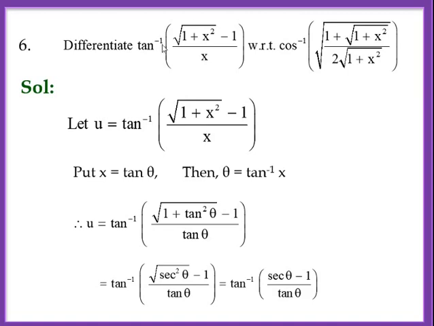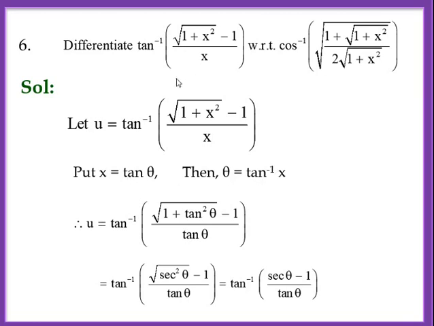Now differentiate tan inverse of root 1 plus x square minus 1 upon x with respect to cos inverse of root of 1 plus root 1 plus x square upon 2 root 1 plus x square. Do you remember that table which we made for expression and substitution? Yes. If the expression is 1 plus x square, we go for which substitution? Tan theta. Reason: 1 plus tan square is sec square, so its root is sec. And for that sake, we use x equal to tan theta, so that theta is tan inverse x.